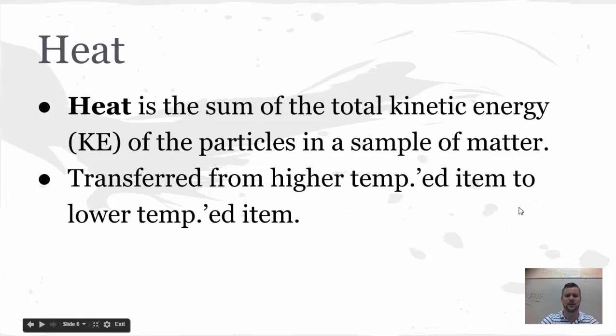So we talked about temperature, which is the average kinetic energy of the sample. Heat is the sum of all the energy of the sample, which means that heat is an extensive property, and the bigger the sample at a given temperature, the more heat it should contain. So if you take a hot item and you put it with a cold item, heat's going to transfer from the hot item to that of the cold item. It's going to go from the higher kinetic energy to the lower. Heat's always transferred from high to low. And again, the sum total of the entire sample.